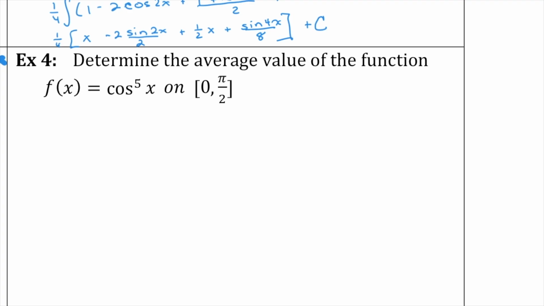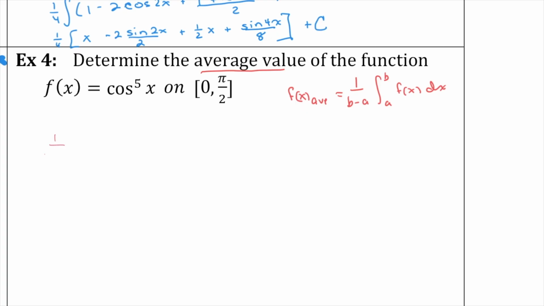For this problem, we're determining an average value of a function. It's been a while since we did an average value. So if we are looking for the average value of a function, f of x average is going to be equal to 1 over b minus a, the integral from a to b of our function f of x dx. So that is the formula for the average value.